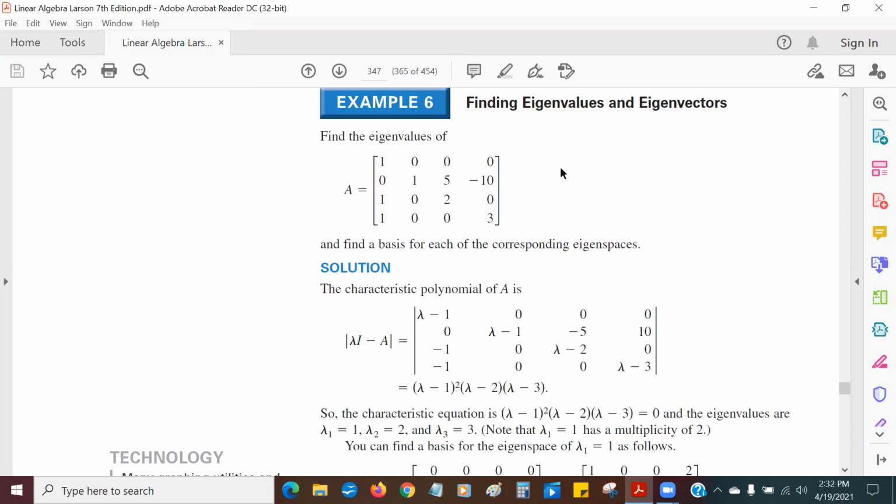So basically, the 0 stays 0. Everything that's off the diagonal becomes the negative of what it was before. Everything that's on the diagonal becomes lambda minus that thing. Anyway, if I would take this determinant, multiply everything out, you could do this.